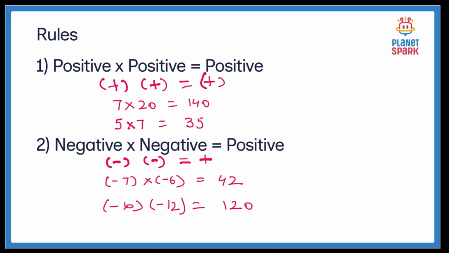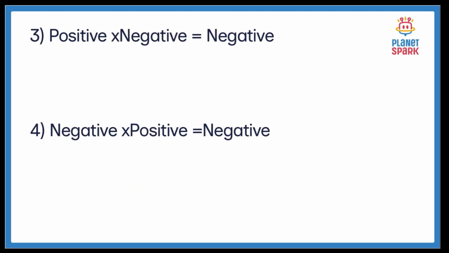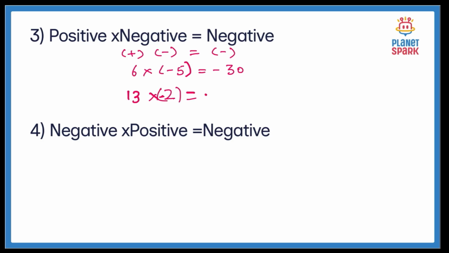The next rule that we have to keep in mind is a positive number multiplied by a negative number would give me a negative number. Plus into minus is minus. Let's take the example. 6 multiplied by minus 5 is minus 30. Since one of the numbers is negative, the resultant answer would be negative, that is minus 30. 13 multiplied by minus 2 is going to give me minus 26. Again, one of the numbers is with a negative sign, so the answer would also be negative.